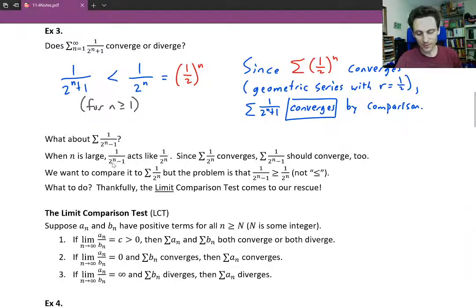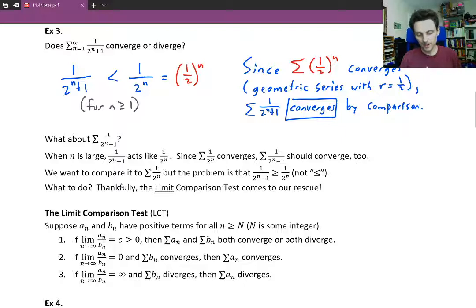What's the difference between 2 to the n minus 1 and 2 to the n when n is like a million? Right? There's almost no difference at all. There's only a difference of 1, in fact. And so these terms of our series are acting a lot like the terms of the 1 over 2 to the n series, which we know is a convergent geometric series. So since that geometric series converges, our series should converge too.